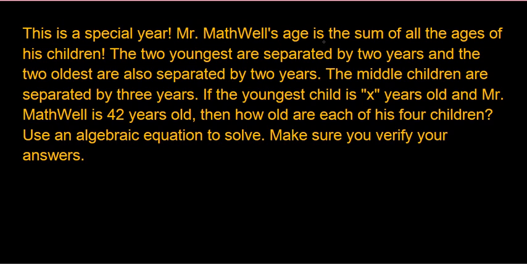Mr. MathWell's age is the sum of all the ages of his children. The two youngest are separated by 2 years, and the two oldest are also separated by 2 years. The middle children are separated by 3 years. If the youngest child is X years old and Mr. MathWell is 42 years old, then how old are each of his 4 children?